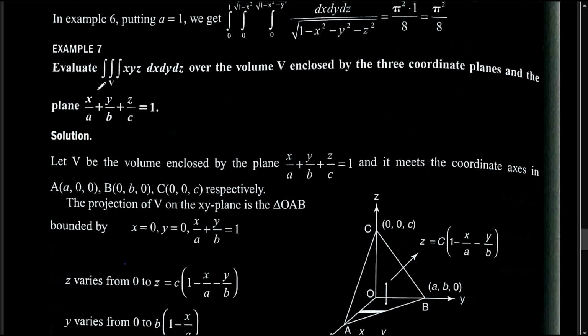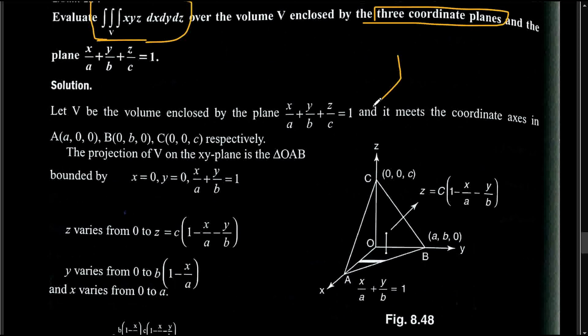This is something different from all the other problems we've seen before. Evaluate this triple integration over the volume enclosed by the three coordinate planes. What does it mean? This is a very important line. If we miss it, we may probably end up with a wrong answer. Three coordinate planes in the sense, these are x, y, z. So this is one plane, this is one plane, and this is one plane.